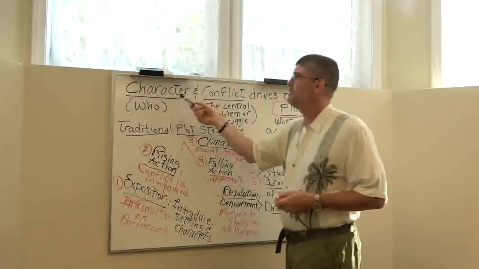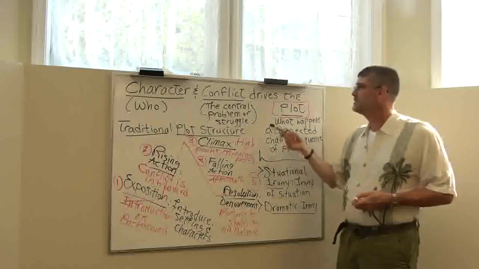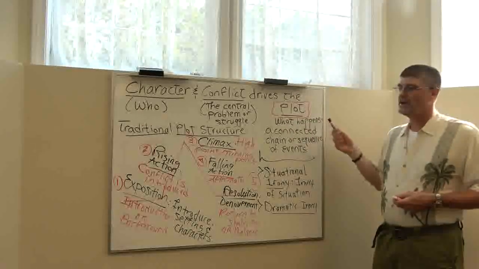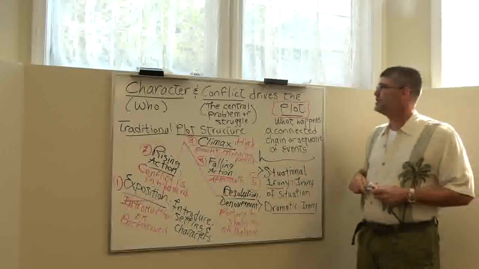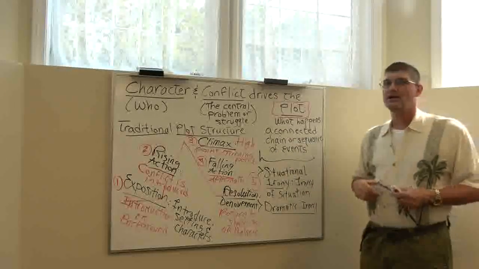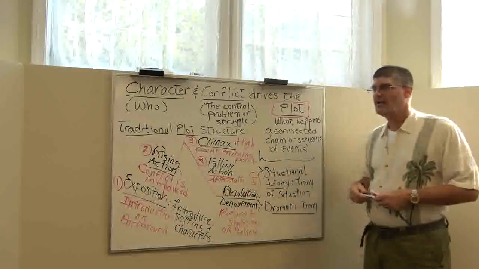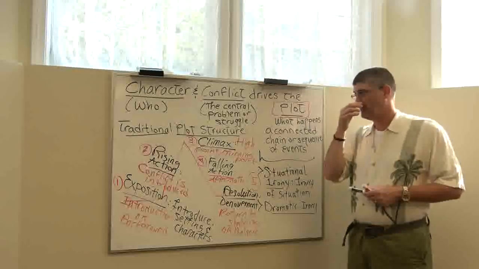So if the character is the who, and the conflict is the central problem or struggle that character faces, plot is defined as what actually happens in the story. So, a short definition of plot would be a connected chain or sequence of events in a story. That is what we have seen in the past as a very common definition of the word plot.